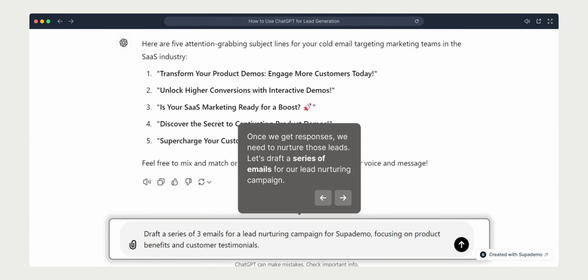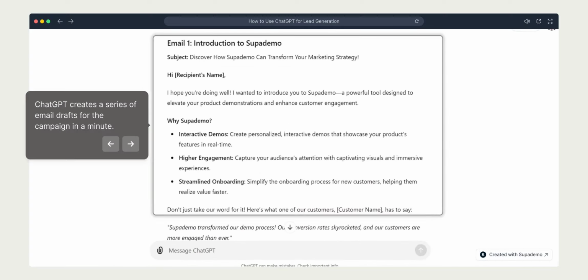Once we get responses, we need to nurture those leads. Let's draft a series of emails for our lead nurturing campaign. ChatGPT creates a series of email drafts for the campaign in a minute.